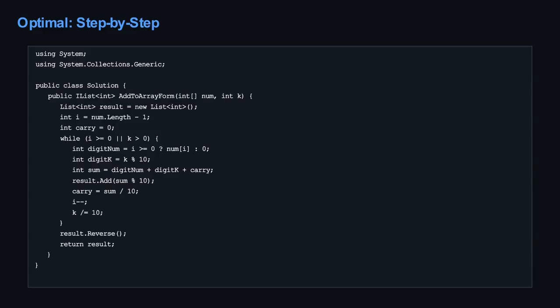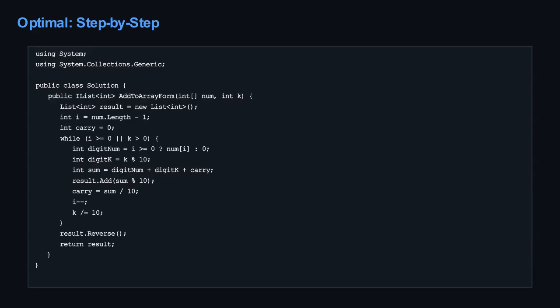i is 1, number[1] is 2. Digit k is 0. Sum is 2 plus 0 plus 0, which is 2. Add 2 to result. Carry is 0. i becomes 0. Finally, i is 0, number[0] is 1. Digit k is 0. Sum is 1 plus 0 plus 0, which is 1. Add 1 to result. Carry is 0. i becomes minus 1. Both i and k are now 0, loop ends.